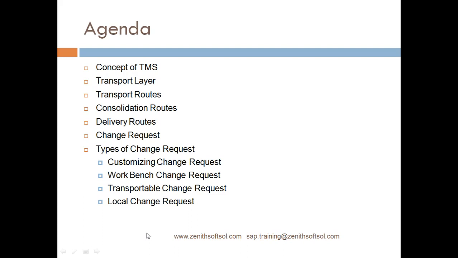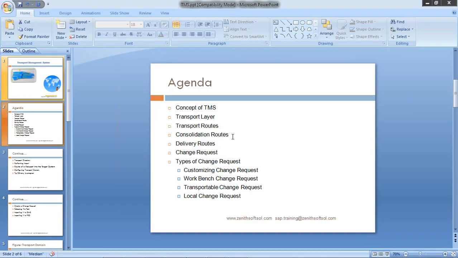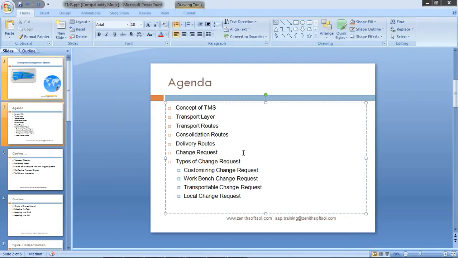And lastly, local change request. So a change to an R/3 repository object in a development system but not transportable to quality or production system will be recorded to a local change request. So local change request can be released but not transportable. So I hope you understand the concept of transport management system.